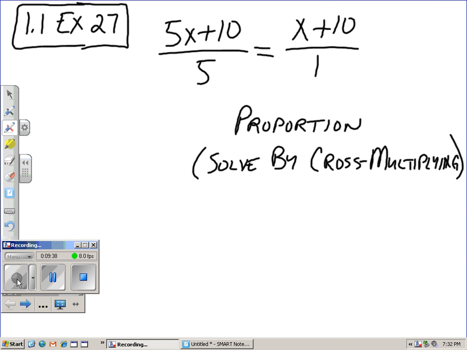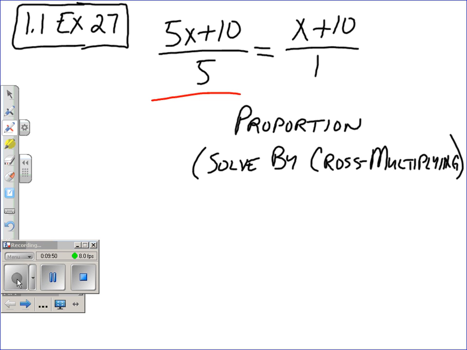Okay, here's a problem for example 27. Still trying to figure out this conditional equation, identities, and contradictions. Now what we have here is a fraction set equal to another fraction. We haven't actually seen this before in the homework problems I worked before.